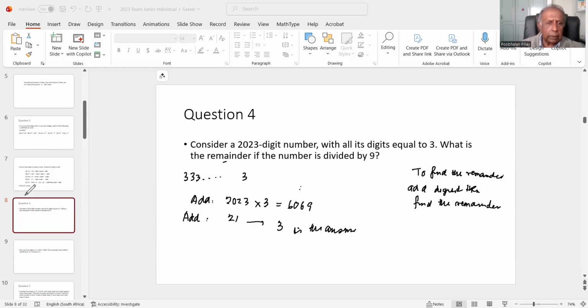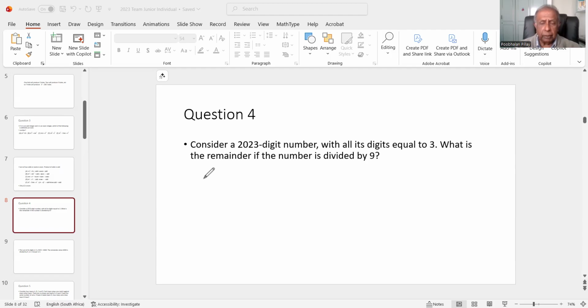If you want to know why this thing works, I'm just going to quickly tell you. If you have a number like ABCD, a 4-digit number, this is actually equal to 1000A plus 100B plus 10C plus D, right? That's the place value thing.